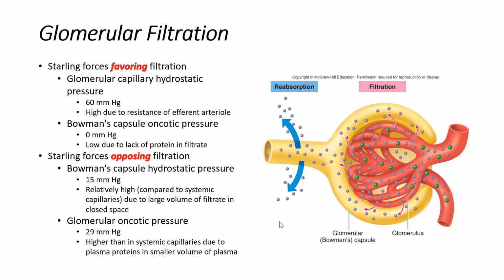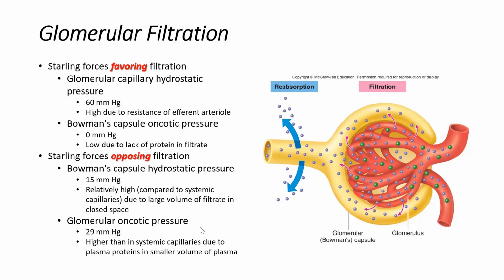So the Bowman's capsule hydrostatic pressure, which is 15 millimeters of mercury. And now this is relatively high if we compare this to our systemic capillaries. If we think about the interstitial fluid hydrostatic pressure, there wasn't much fluid over in our interstitial space, and so we had a very small number. Here we're seeing something different. There's a little bit more fluid present in our Bowman's capsule, and so we see a stronger force opposing filtration because of the presence of more fluid that's actually being filtered out more rapidly.